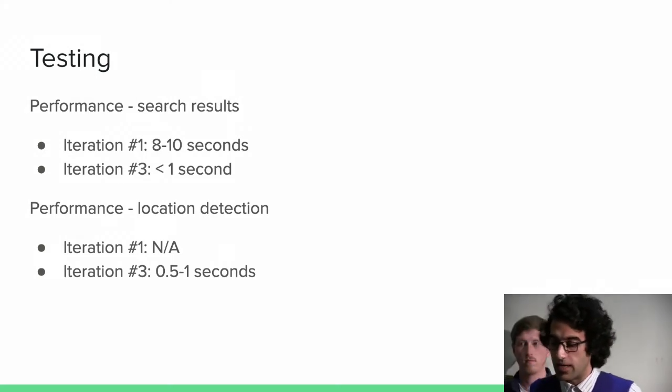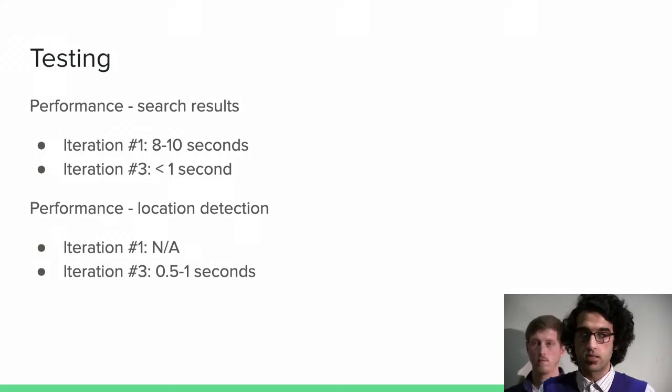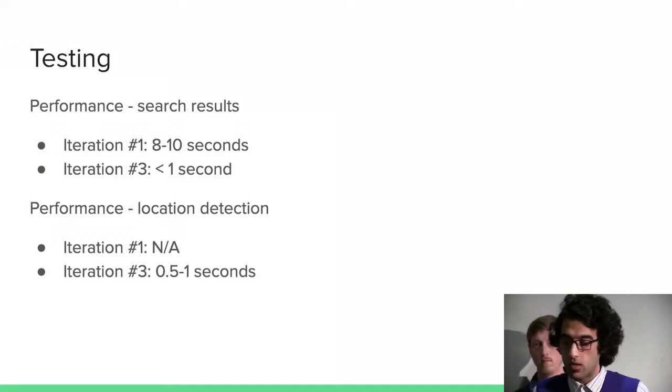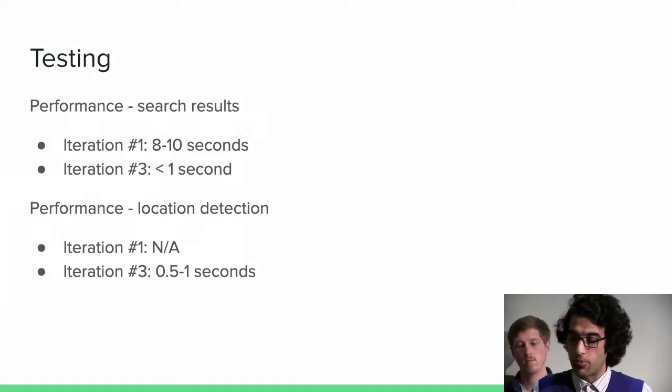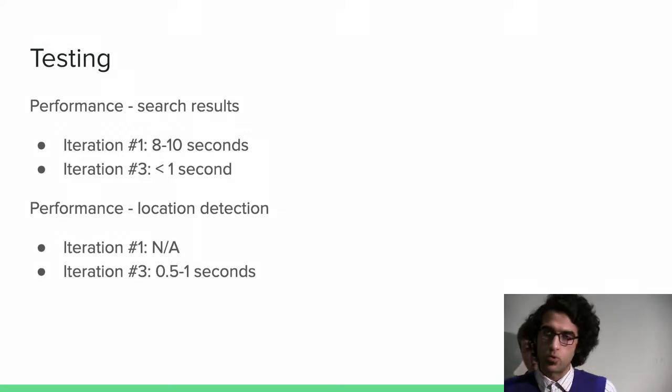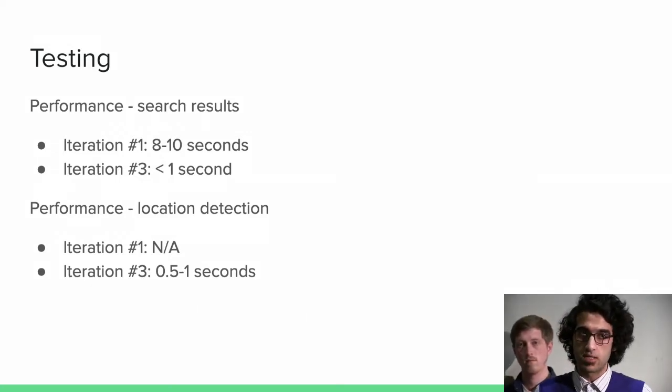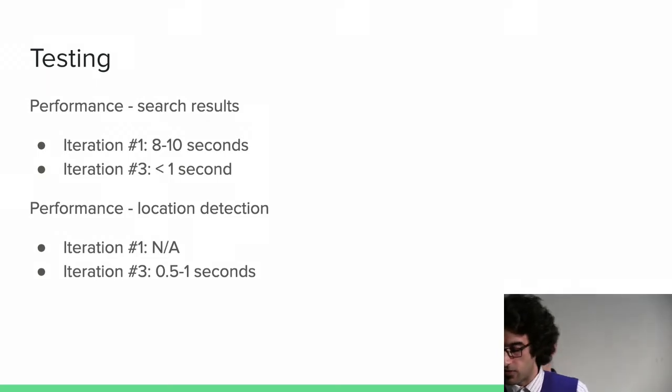For location detection, we did not have a benchmark to compare that against because we did not have that feature in iteration 1. So for iteration 3, we're pretty happy with between half and 1 second usually, which is pretty good. It also depends on other factors such as the user's connection itself and other stuff.